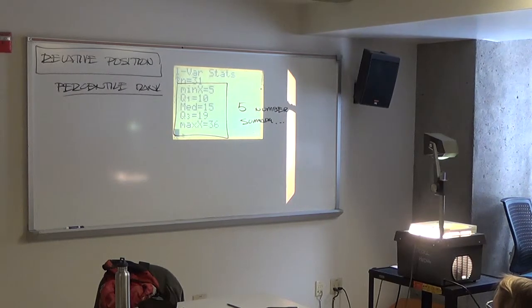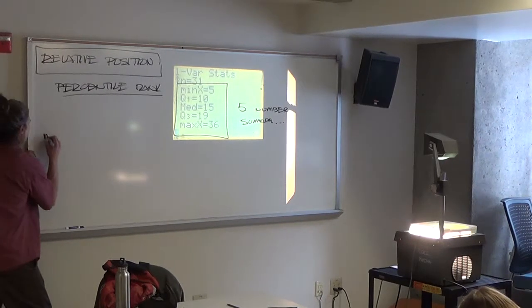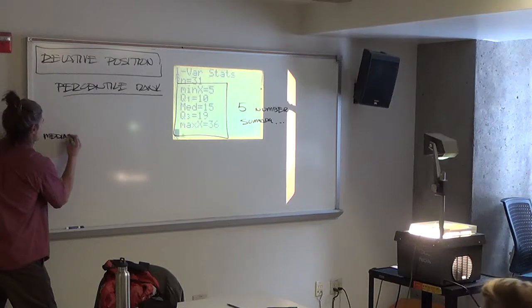Pick one of those 5 things and tell me what it is. Go ahead, be brave. John, go. Median. What is the median? 15. Oh, what is it? I'm sorry. Yes, thank you. Very, very good. Yes, your median is 15 in this case.